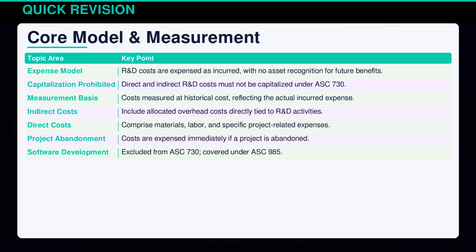In ASC 730, the core model mandates expensing R&D costs as incurred. There's no room for capitalization, ensuring expenses reflect actual outflows. Direct costs include labor and materials, while indirect costs cover allocated overhead. Measurement is at historical cost. Software development falls outside ASC 730, aligning under ASC 985. If a project is abandoned, all costs are immediately expensed.